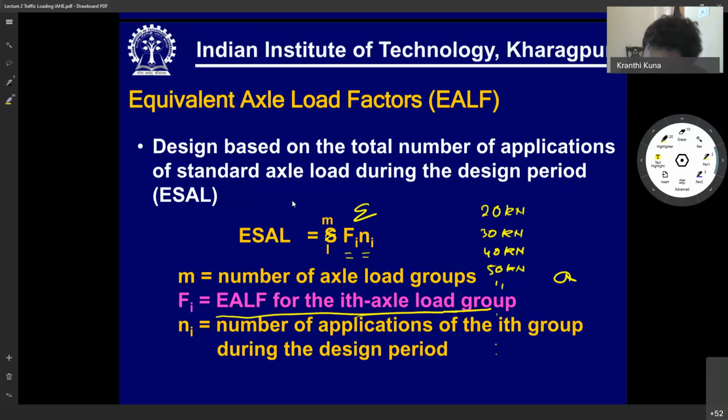Sir, what is the implementation of this equivalent standard axle load in pavement design? Could not get it, please, again, sir. Okay, so the equivalent standard axle load factor you are talking about. Yes, sir.